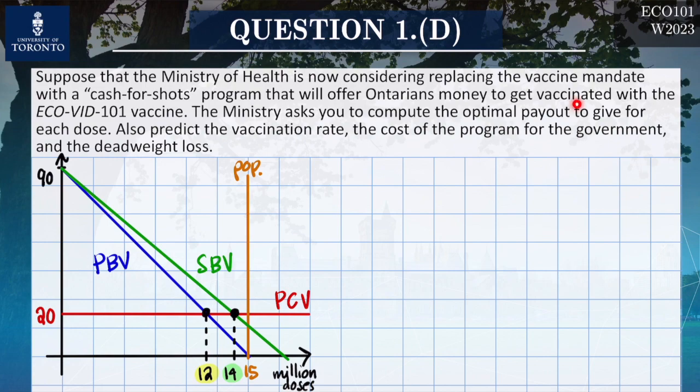First thing that we want to find is the optimal payout. And as you've hopefully realized, this is actually a subsidy that the government gives to consumers. We also have to find the cost of the program for the government, which is also government surplus, which will be negative, of course, because this is money getting out of the government's pocket. And the last thing we have to find is dead weight loss, so we can compare to the market equilibrium and also to the vaccine mandate.